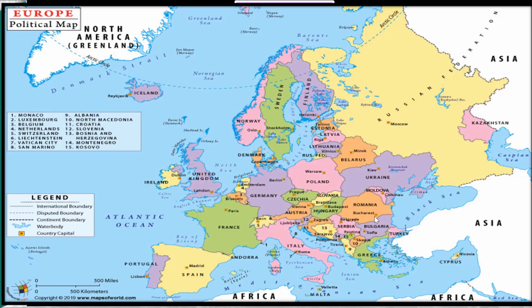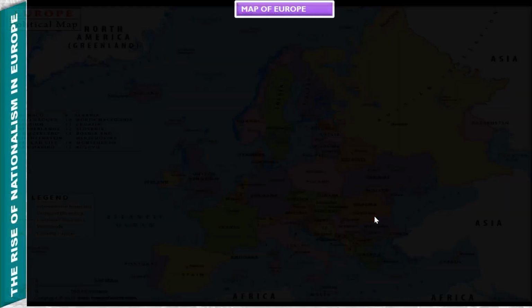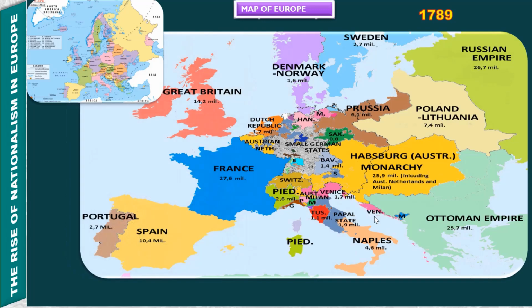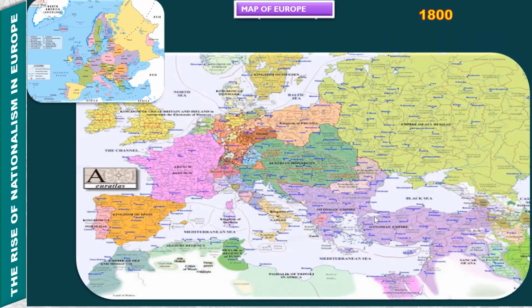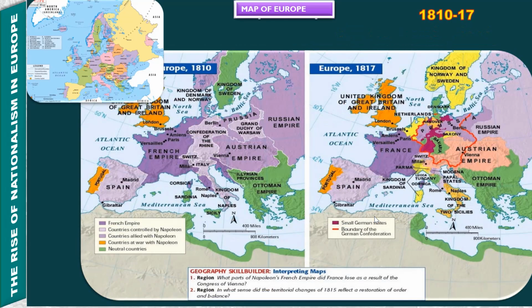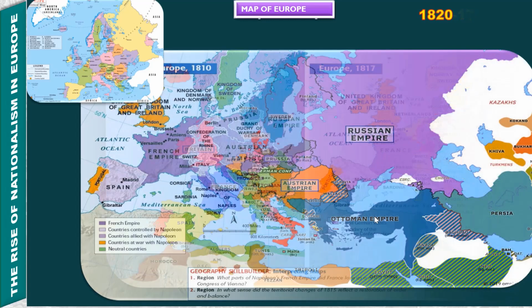Have a look at the present map and how it evolved to be the present map. From the year 1700, have a look at the borders of each region, how it kept changing. During the Napoleonic Empire in 1810. So these are the two maps representing 1810 and 1817. You can see the difference.